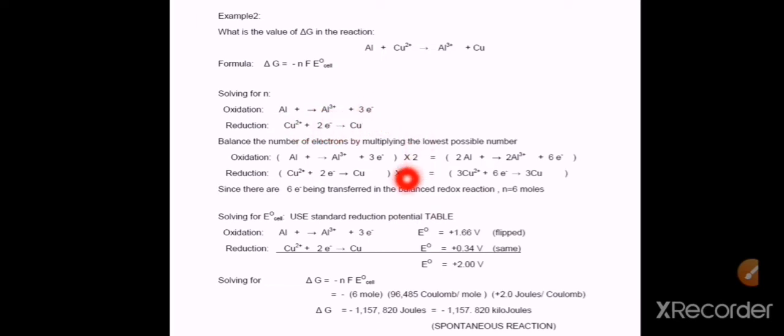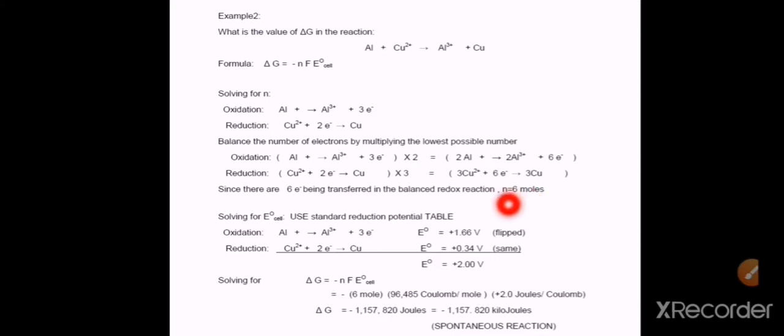Ang gagamitin natin ay, okay, the product after multiplying a factor for each half cell reaction. Okay, so aluminum will be multiplied by 2 para maging 3 ang kanyang electrons. Ito, maging 3 ang kanyang electrons lost. At si copper naman, ay magkaroon ng multiplier na 3 such that yung kanyang 2 electrons will also become 6. With this, 6 lost and 6 gain electrons, so we have N equal to 6 with a unit of mole.